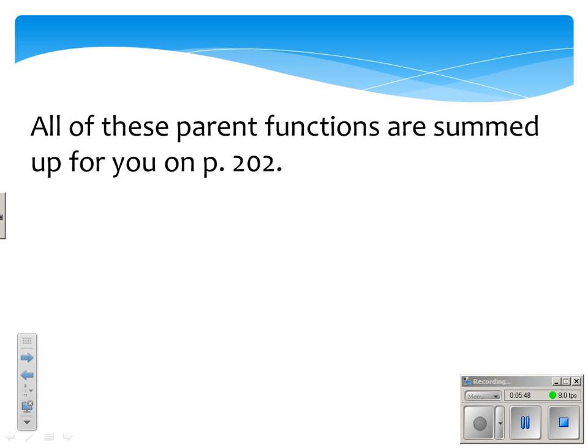All of these parent functions are summed up for you on page 202. So if you turn to page 202 right now, all 8 of them are located on that page. One that I didn't mention yet, that wasn't outlined for us in the section here, is the absolute value function. That absolute value function is the third one on the top row there, and it ends up looking like a V. The rest of them I think we caught.